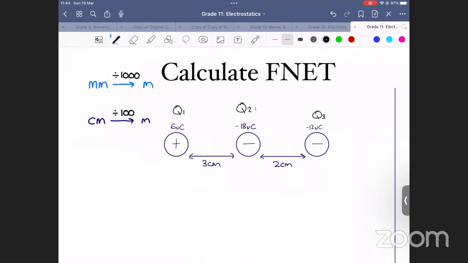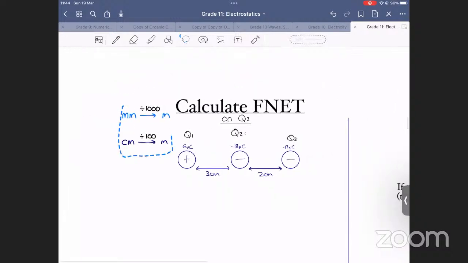Here they want us to calculate F net, more specifically on Q2. Let's see where it can get challenging. The first thing to note on the left is the conversions that I have for you. To get from millimeters to meters, you divide by 1,000. To get from centimeters to meters, you divide by 100. Vice versa, you multiply, but in this case, we always want meters because the SI unit is meters.